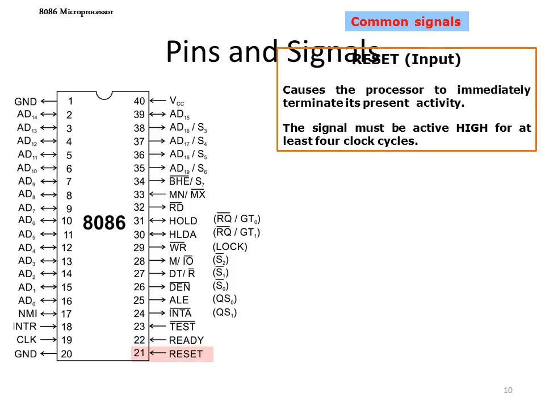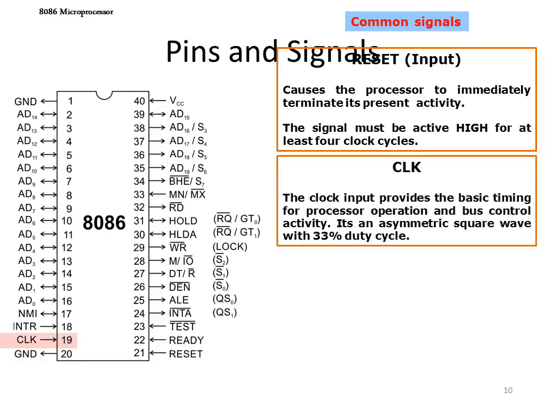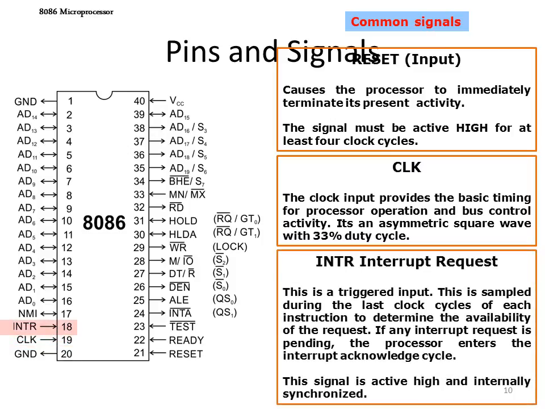Reset causes the processor to immediately terminate its present activity. The signal must be active high for at least 4 clock cycles. The clock input provides the basic timing for the processor operation and bus control activity. It has an asymmetric square wave with 33% duty cycle.